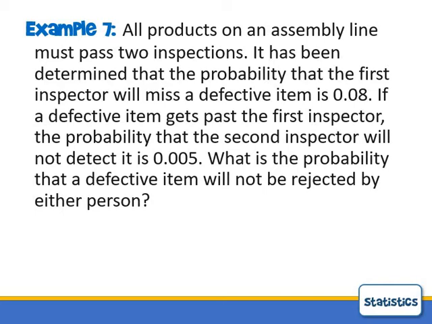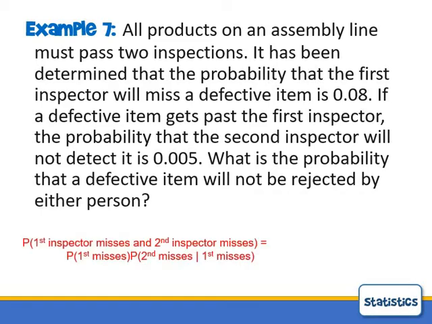What's the probability that a defective item will not be rejected by either person? Okay? So, we really just have to multiply those two numbers together. But why? We want the probability that the first inspector misses and the second inspector misses. Okay? So we're going to multiply them together, and the second one would be a conditional probability. It would be the probability that the first one misses times the probability that the second one misses, given that the first one misses. And I'm saying misses, meaning that a defective item got past them that they didn't detect. And those are exactly the two numbers that we're given.